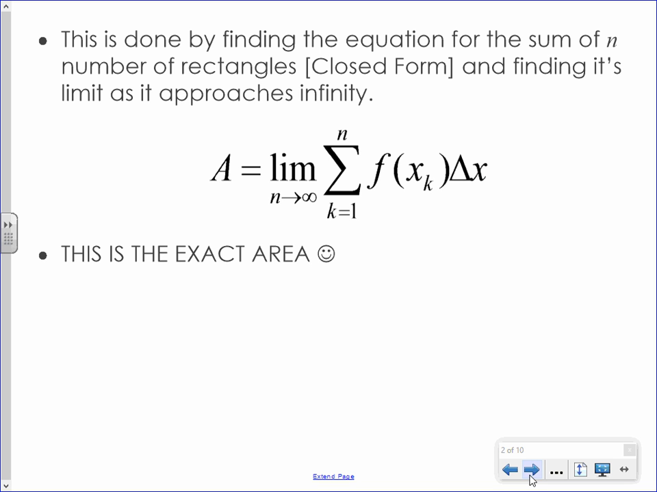Write this down. Exact area is that. It is exactly.